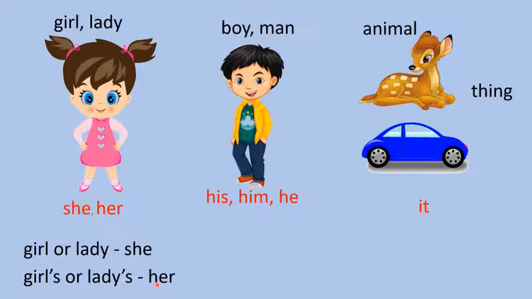You cannot use the pronoun she. When there is an apostrophe like this, you cannot use the pronoun she. It has to be her.